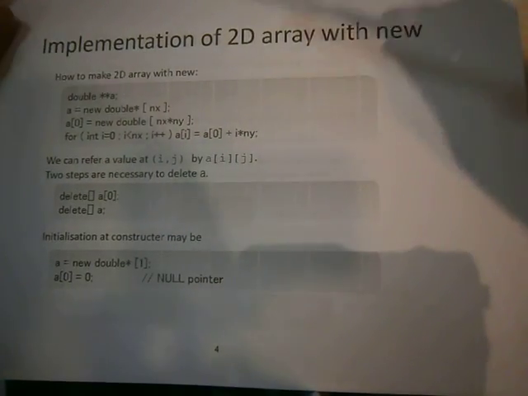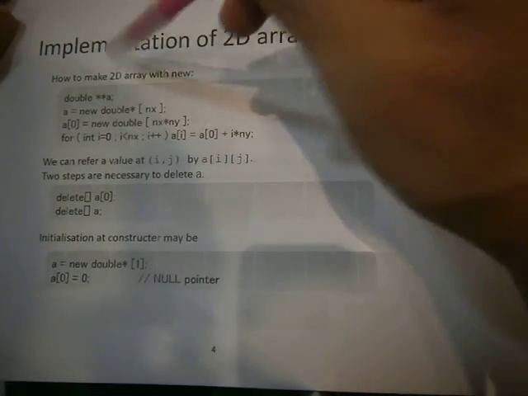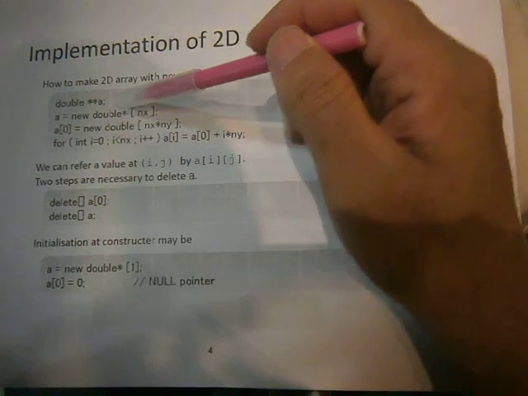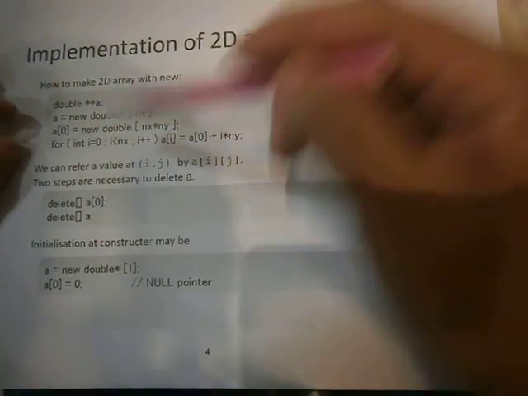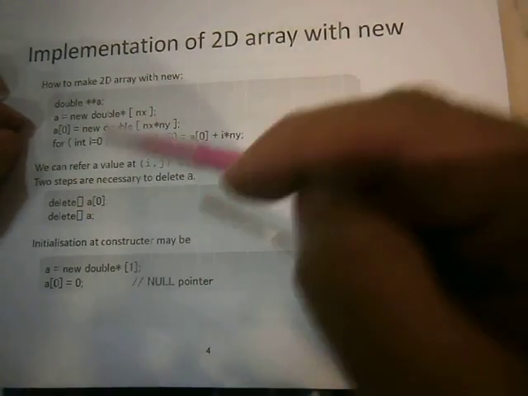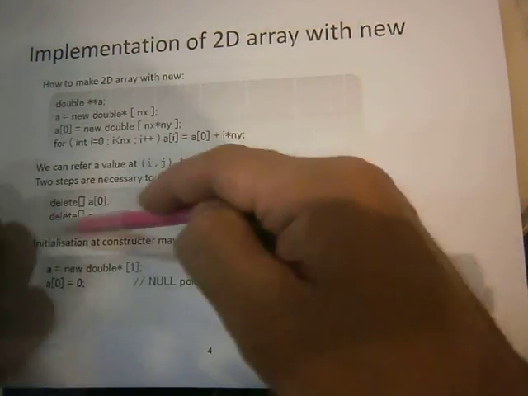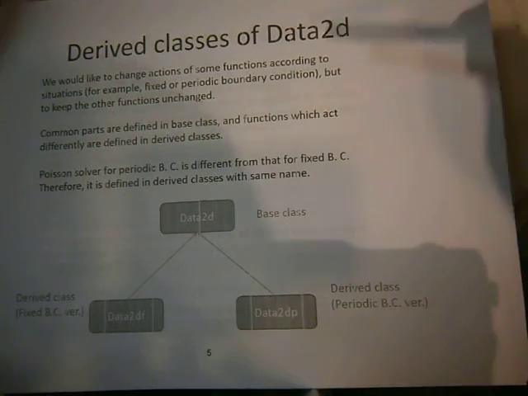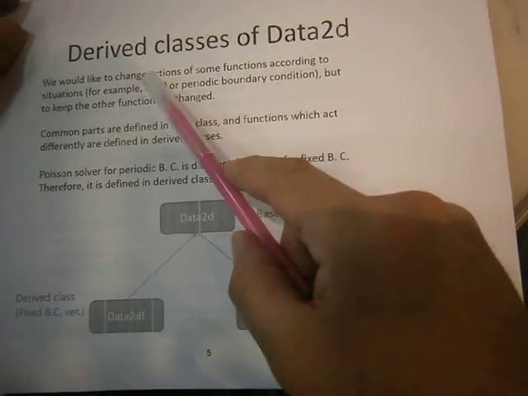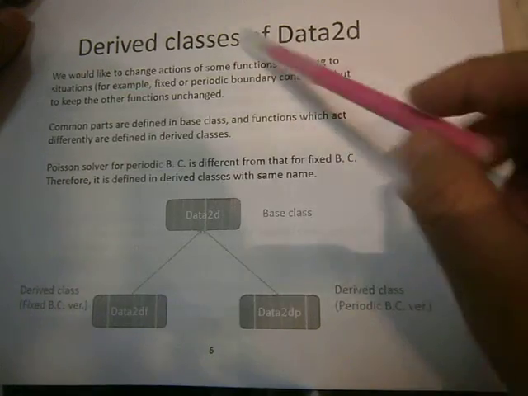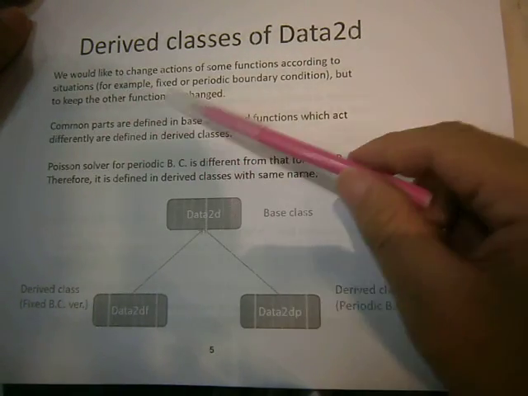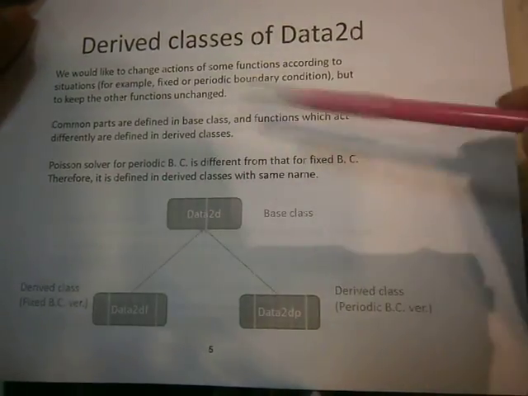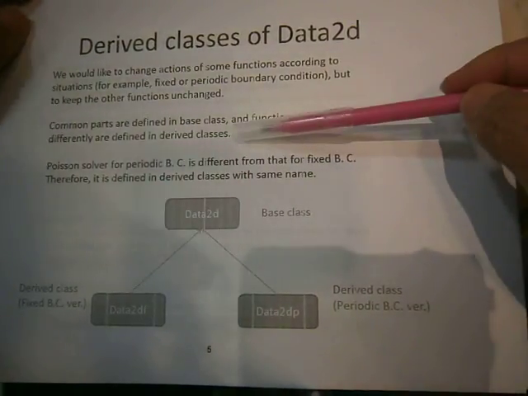Interpretation of a 2D array with new; this is a program made in C. We have a value with a two-step algorithm on the delete and process. And for the reverse class of data 2D, we would like to change the action of some function according to the situation, for the sample function variable boundary condition, by keeping other functions as a combination by the difference of the basic class function which acts on a different reference class.